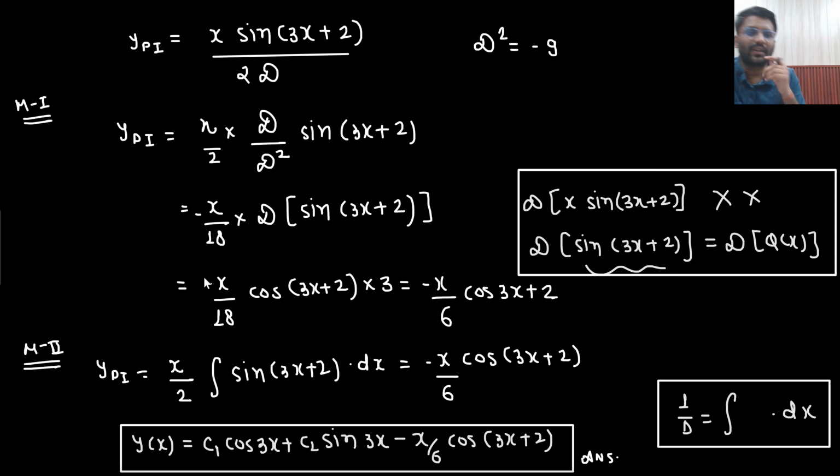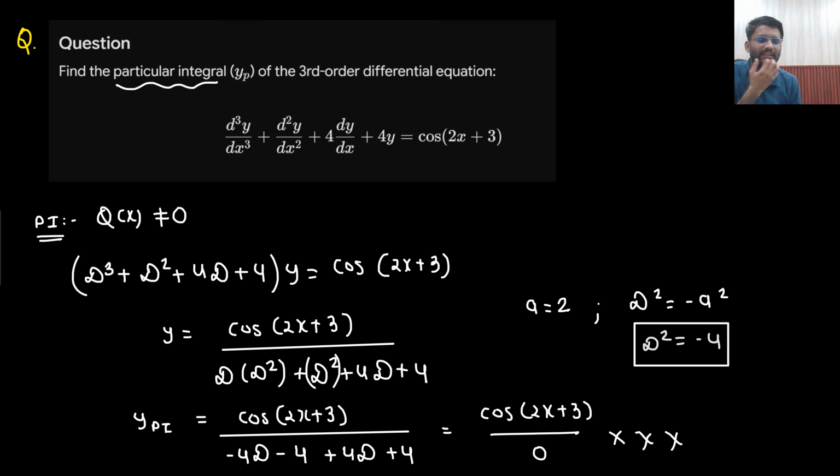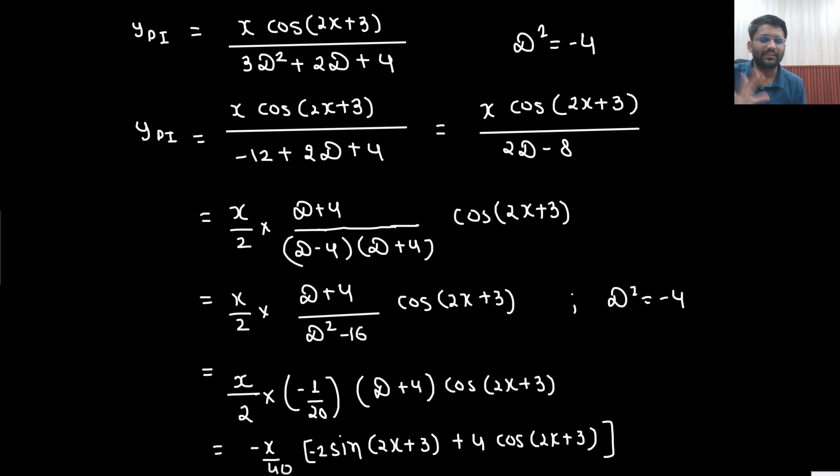X will be treated as a constant, because that is being multiplied from our side. So all the operation will be done on q of x. 1 by D multiplied with q of x. Now forget about this; every operation will be done on q of x. Understandable? And the same goes for this example. This was just a lengthy example, but it was simple only.